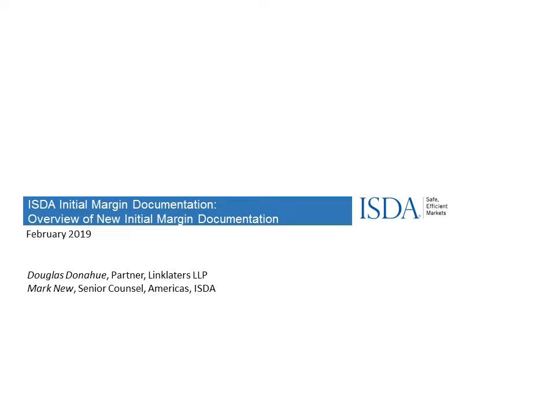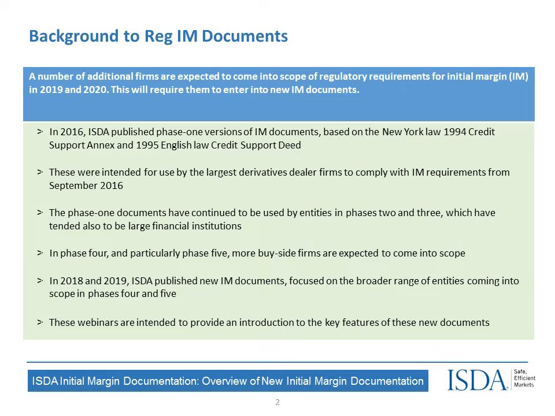So the initial margin regulatory requirements phase in over time. They're going to be applying to a broader and broader scope of firms based on the size of their uncleared derivatives portfolios. And as they come into scope of the initial margin requirements, they will need to enter into new initial margin documents. The first phase was in 2016, and ISDA published phase 1 versions of the initial margin documents, which were based on the New York Law 1994 Credit Support Annex and the 1995 English Law Credit Support Deed.